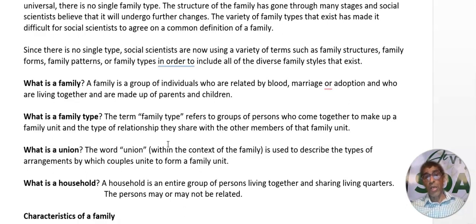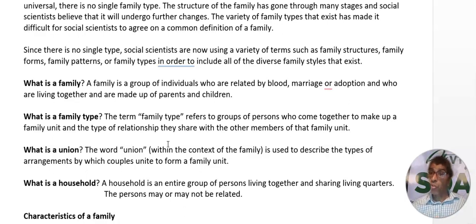So what is a union? This is the term that is used to describe the types of arrangements in which couples unite to form a family unit. Did you get that? The type of arrangements in which couples come together, unite to form a family unit. And we're going to look at that shortly.